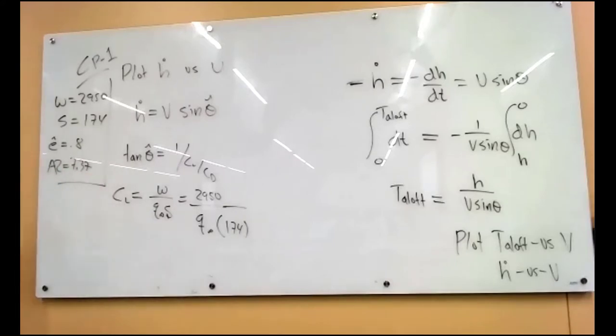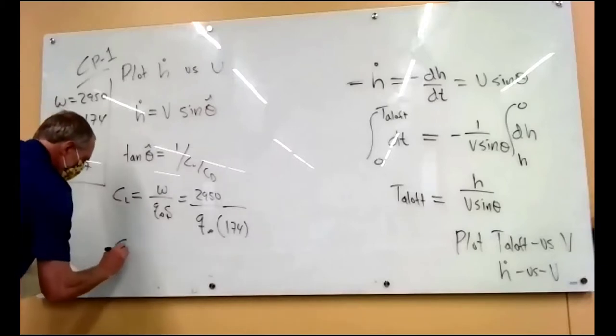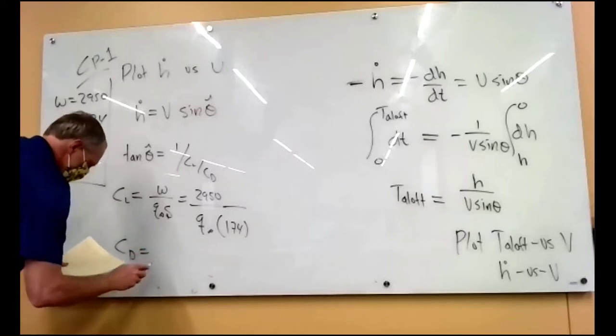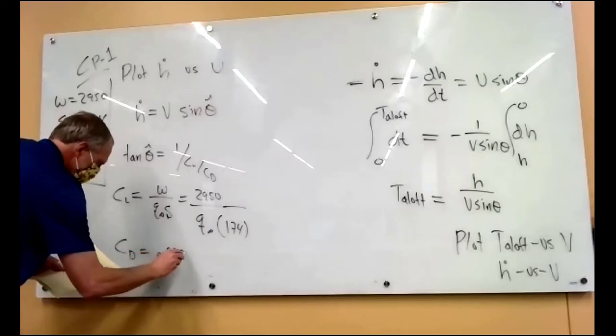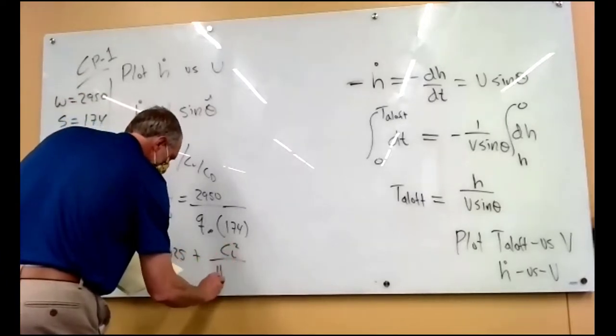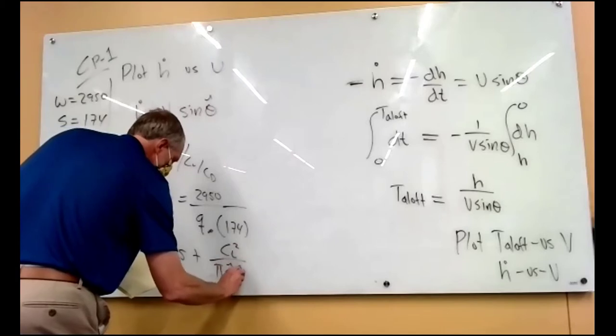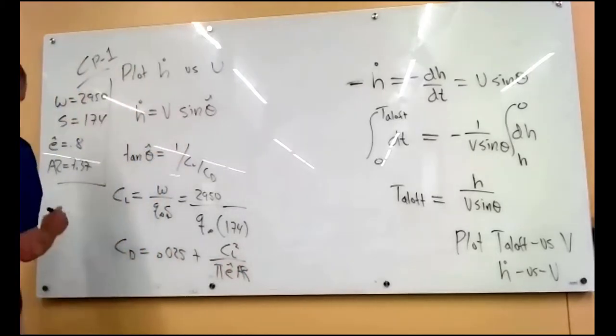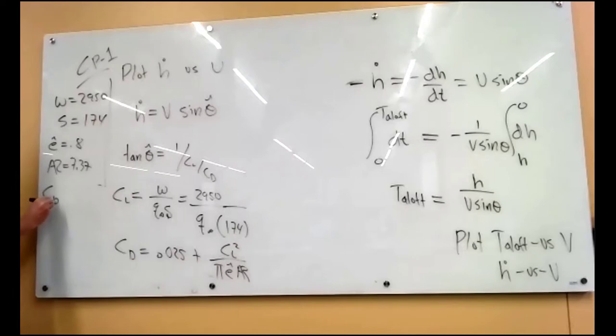And why do we need that? Because we need that data to get the drag. So then CD is the CD0 plus CL squared over pi E hat AR. So we should add that to the data here. Our CD0 that we were given was 0.025. And that's everything we need.